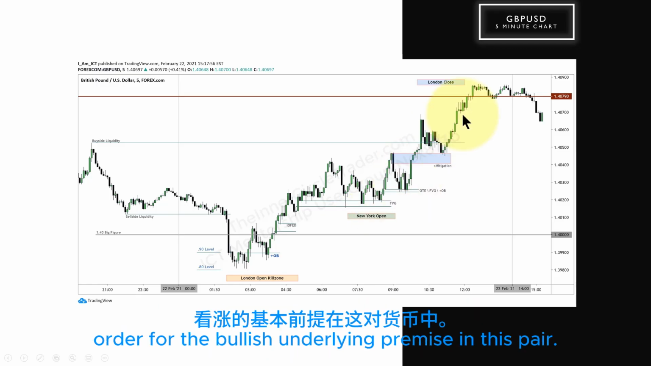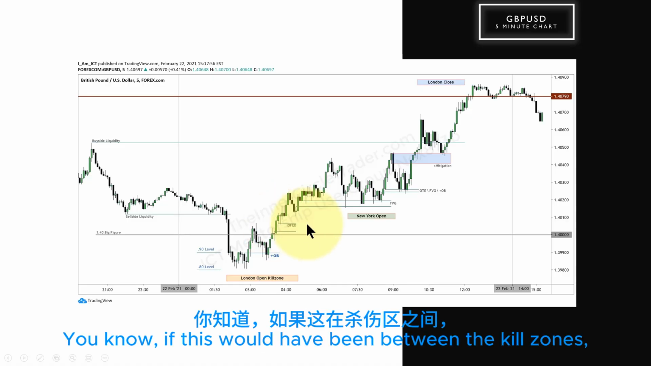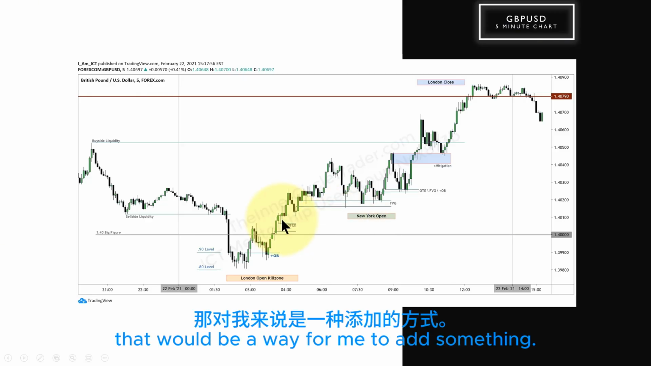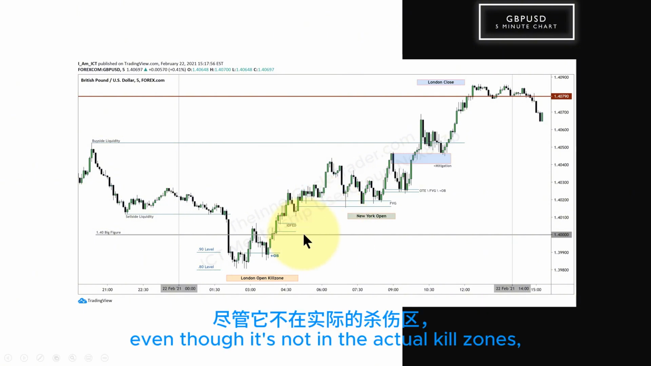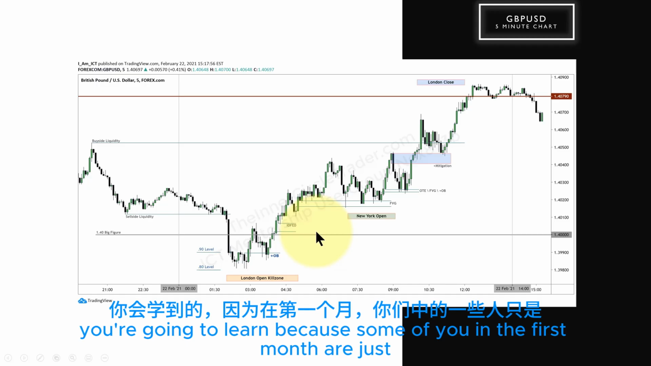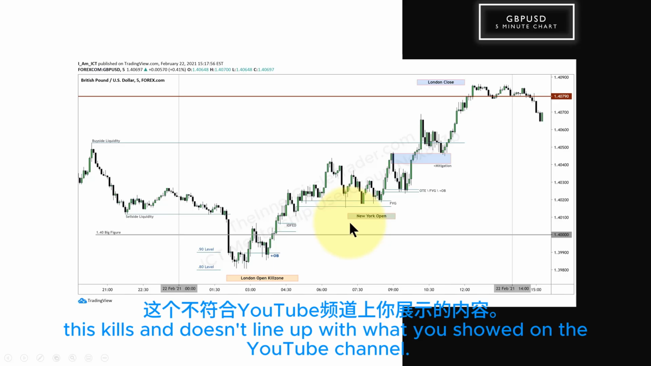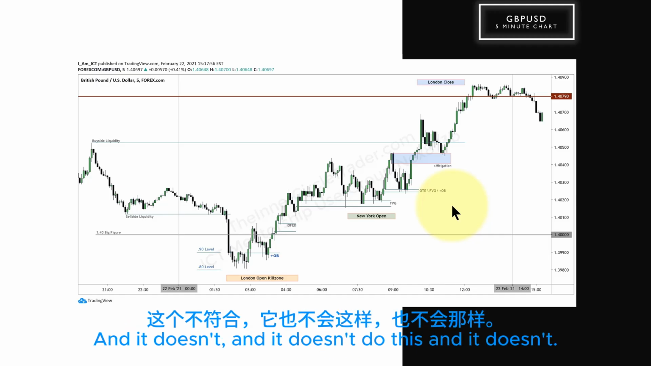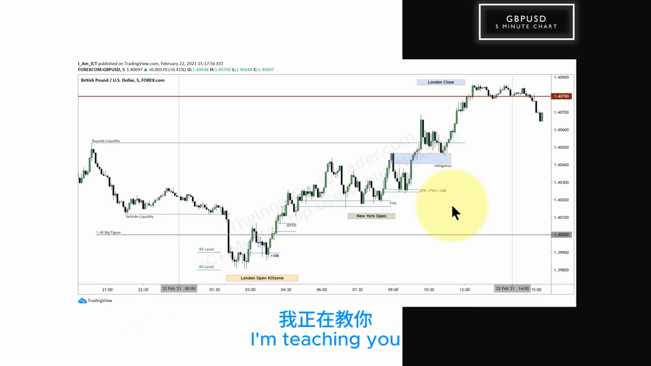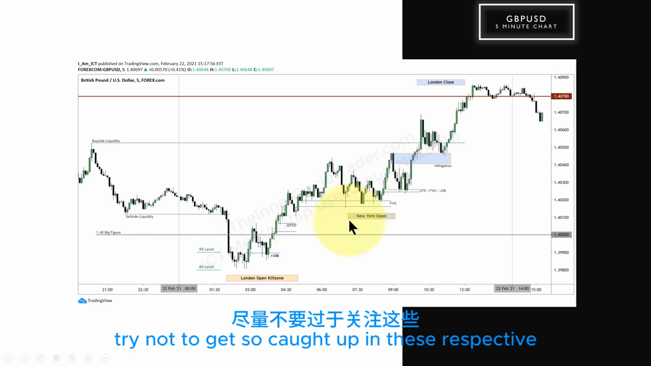The bullish underlying premise in this pair, it's just like this here. You know, if this would have been between the kill zones, between London Open and New York, that would be a way for me to add something if I was taking a trade in this pair. Even though it's not in the actual kill zones, you're going to learn, because some of you in the first month are just terribly concerned about this kill zone doesn't line up with what you showed on the YouTube channel, and it doesn't match the one you taught in your free tutorials, and it doesn't do this, and it doesn't do that, right. I'm teaching you time and price theory. And I mentioned also a week ago or so, try not to get so caught up in these respective times.